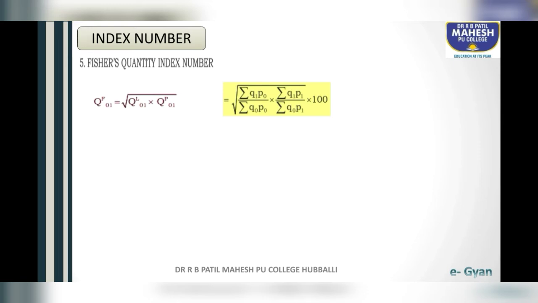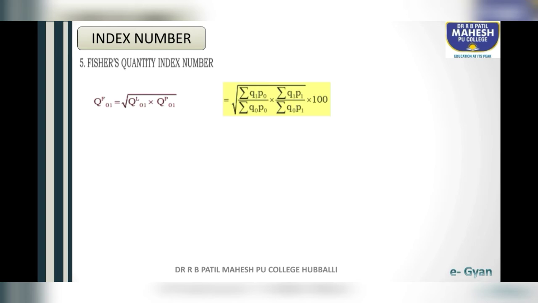The last formula is Fisher's quantity index number. The formula of Fisher's quantity index number is given by Q01 of Fisher is equal to root of Q01 of Laspeyres into Q01 of Paasche. This can also be written in another form as root of summation Q1P0 divided by summation Q0P0 into summation Q1P1 divided by summation Q0P1 into 100. Students, see, the formulas are the same as the price index number. Only in quantity index number, you replace P by Q and Q by P. So those are the formulas of quantity index numbers.